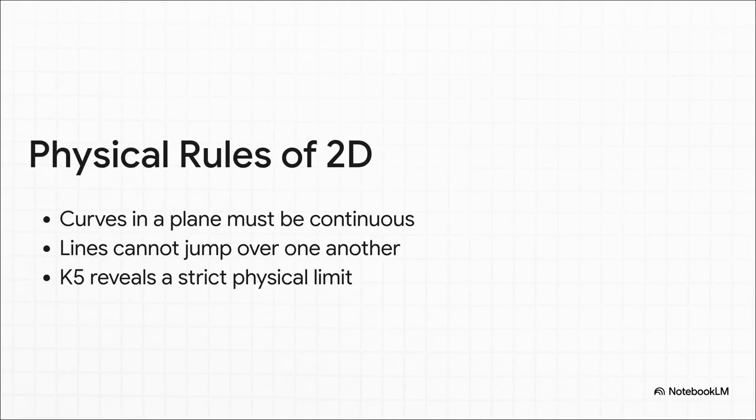It's because we are strictly bound by the physical rules of a 2D plane. Curves drawn on a flat piece of paper absolutely must be continuous. Unless you break the fundamental rules of reality, lines can't just teleport or magically jump over one another. K5 isn't just a fun puzzle, it's a proof of an absolute physical limitation. It reveals the hard boundary of what can physically exist on a flat, two-dimensional surface.